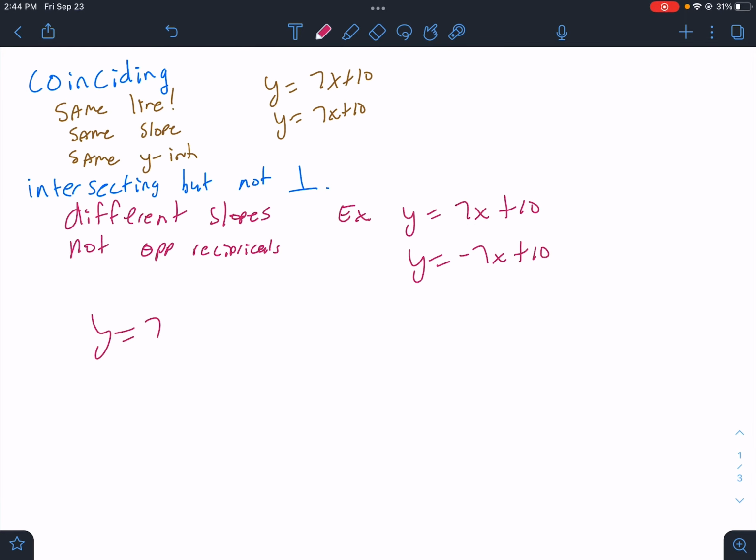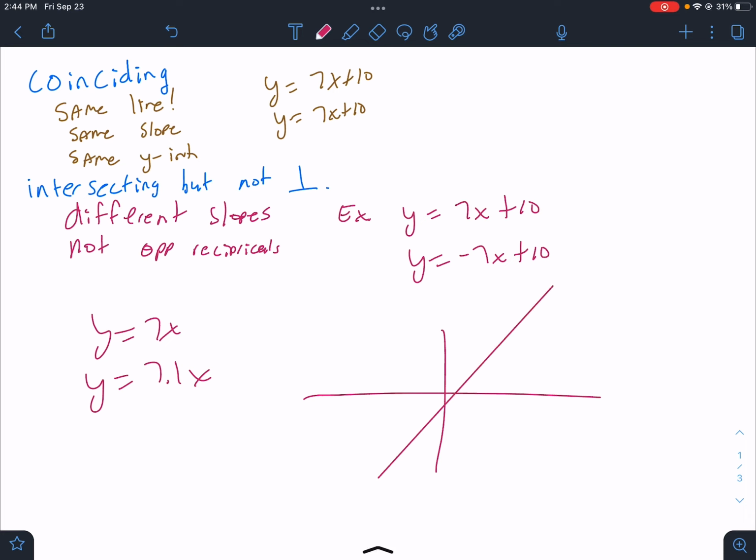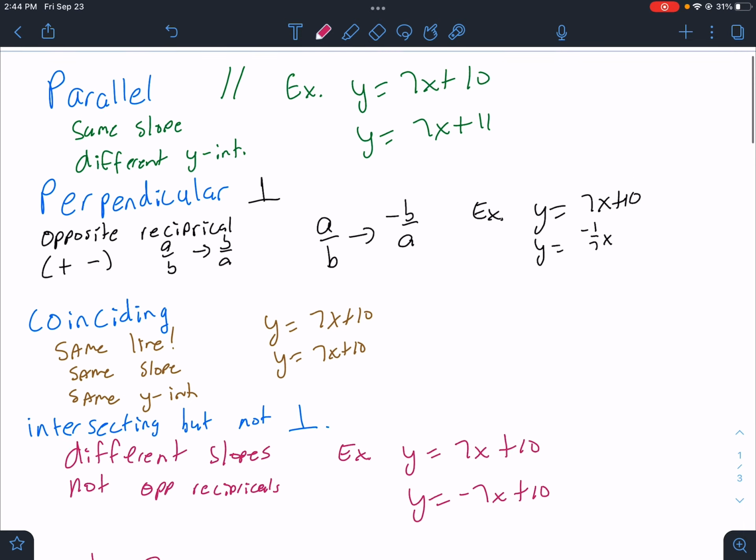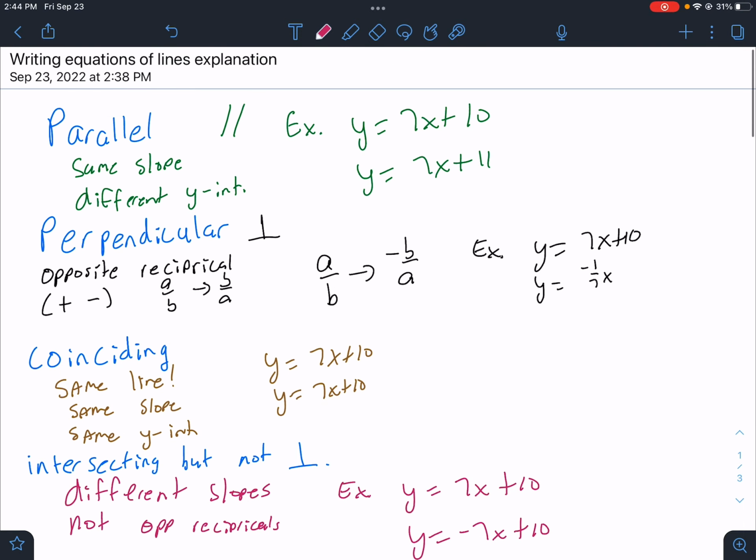Like if you had y equals 7x and y equals 7.1x, those are going to hit. You know, it might take a while. Well, actually, those hit at 0, don't they? Because they both are going to hit there. Doesn't matter what the slopes are. As long as they're different, they're going to hit. All right. So we have to understand all that information.